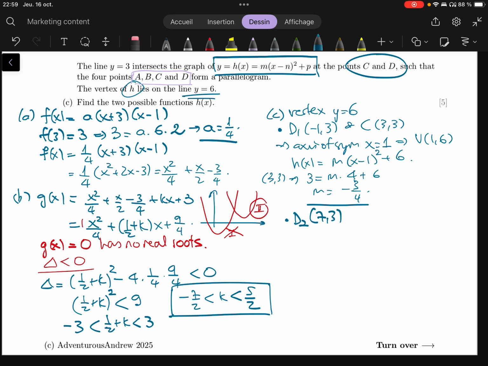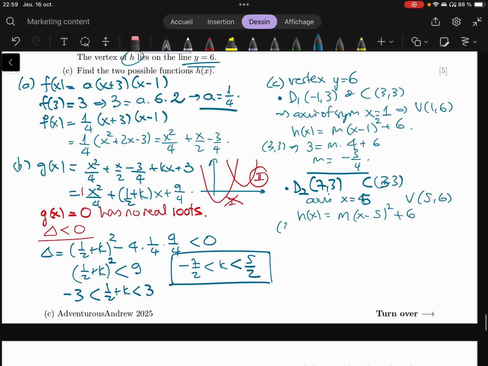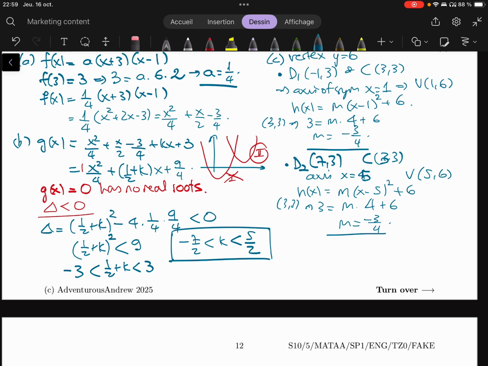Similarly, in case number 2, D2 has coordinates (7, 3), C is (3, 3). The axis of symmetry in this case is going to be x equals 4. No, sorry, x equals 5. The vertex is (5, 6). And you would actually end up with the same value of m. But we can also show it more formally. And voila. So those are your two possibilities.